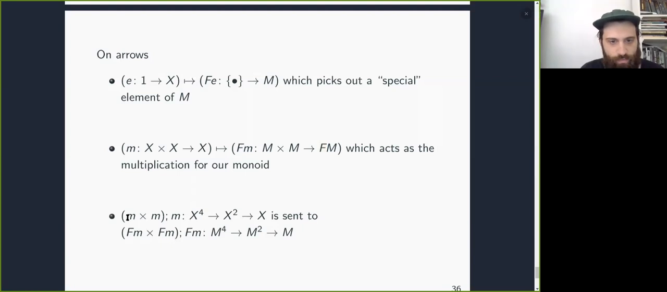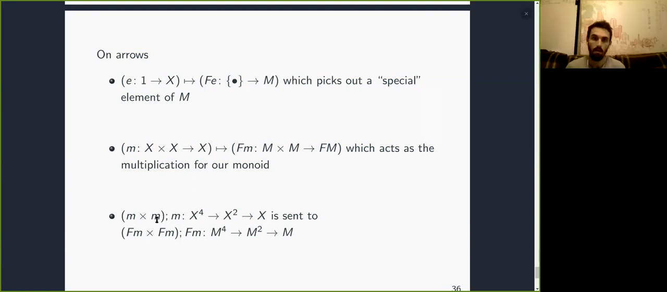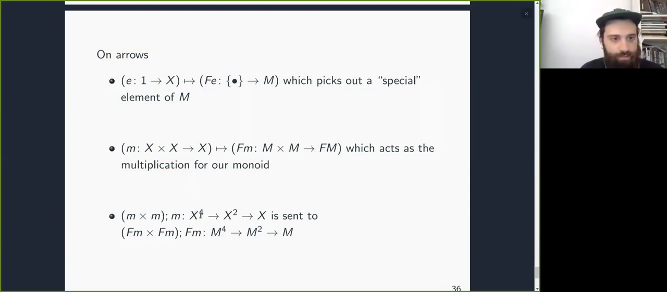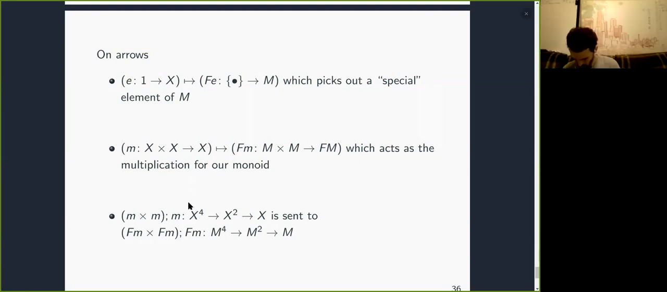So if we have this thing in our Lawvere theory, we'll do M times M. So this is multiplying two objects in parallel. Like this will go from x4, right? So this M will act on the left two factors of this, and the right M will operate on the right two factors of this. So we'll take a 4 tuple, multiply the left.